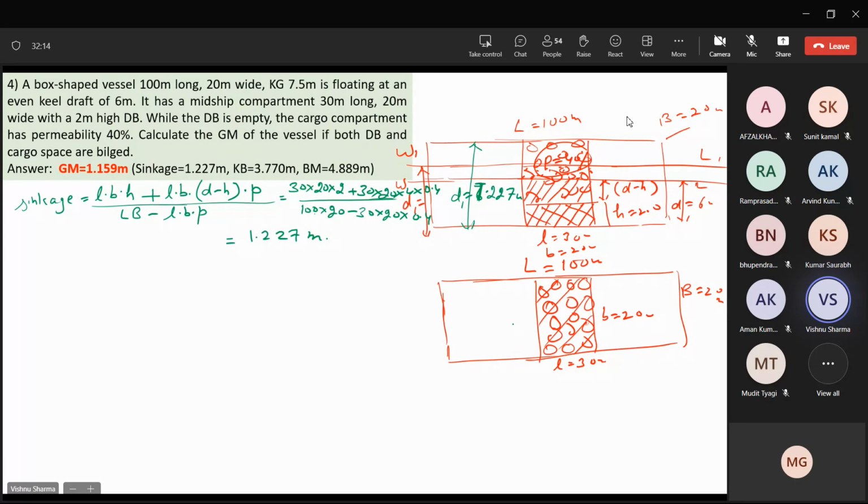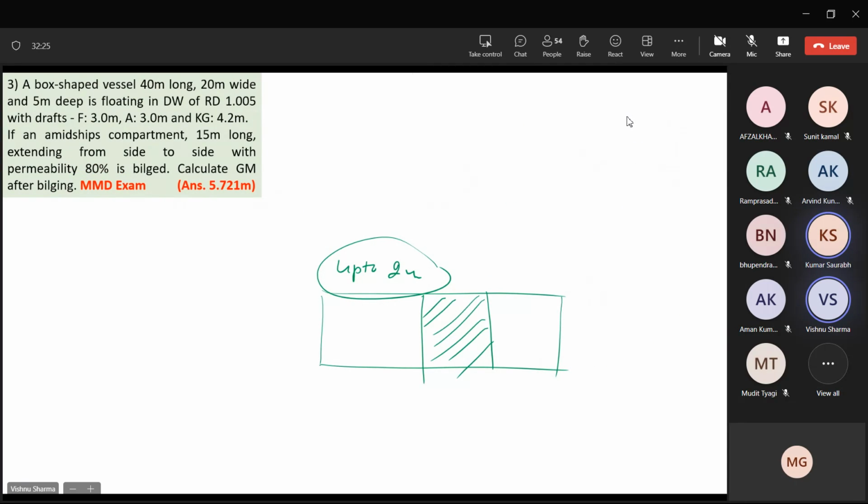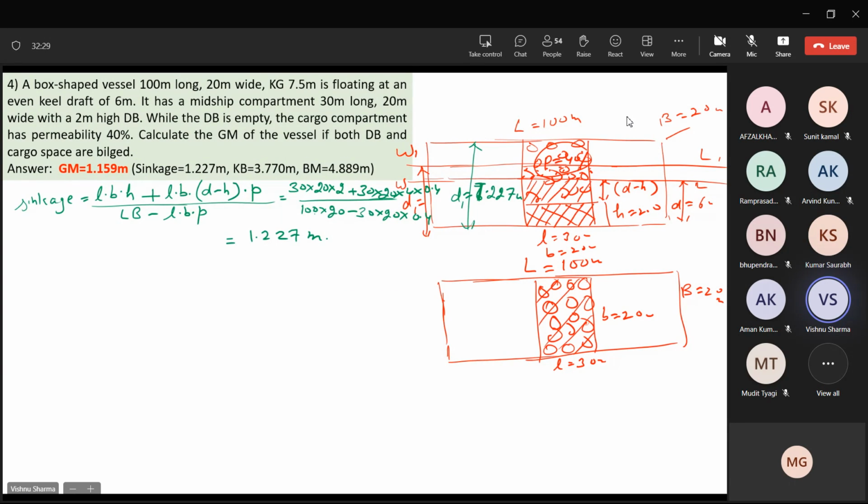Does everybody agree? Yes or no? AB party, do you agree that the water plane changes at 2 meters? Yes or no? Up to 2 meters, the full thing is lost. Above 2 meters, only partial loss. Yes or no? Yes, sir. So therefore, it cannot be calculated as D1 by 2. It has to be calculated by moments. Okay. Let's calculate it by moments.